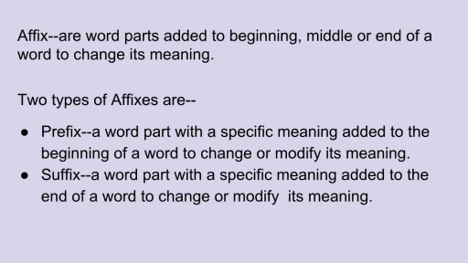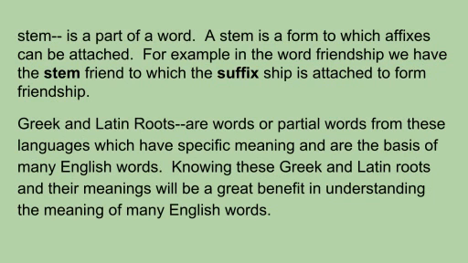Affixes are word parts added to the beginning, middle, or end of a word to change its meaning. Two types of affixes are the prefix, which is a word part with a specific meaning added to the beginning of a word to change or modify its meaning, and the suffix, a word part with a specific meaning added to the end of a word to change or modify its meaning. A stem is a part of a word. A stem is a form to which affixes can be attached.